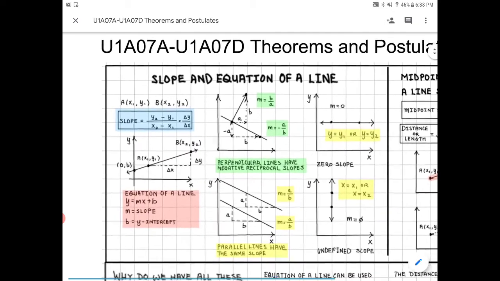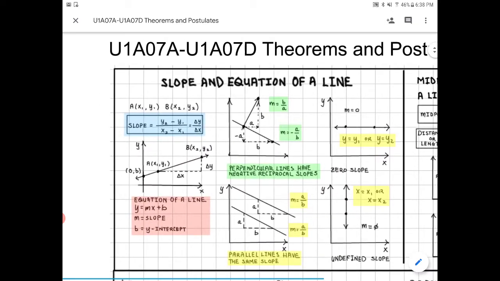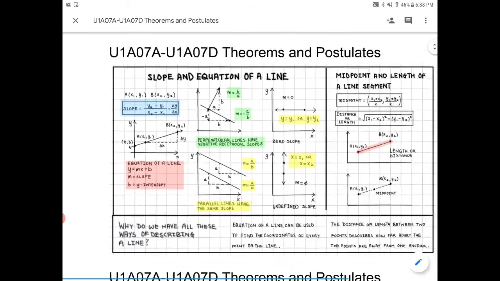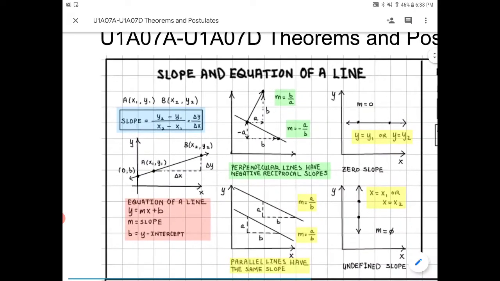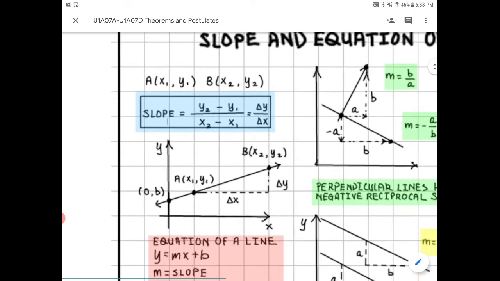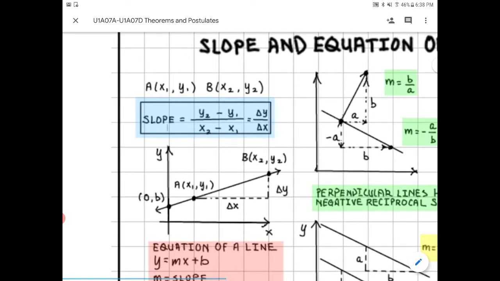What I want to do is direct your attention to what's projected on the screen at the moment. These are all the different key concepts related to slope. What I have here is actually all the equations that you are going to be using for lessons 7A through 7D. Now that's a lot. I just want you to focus on just this information right here.